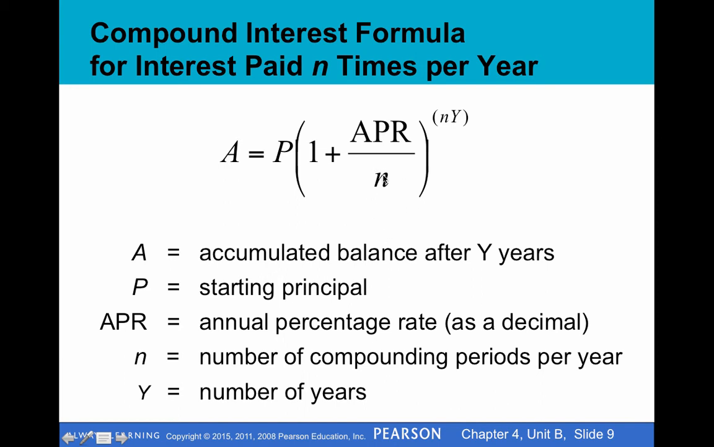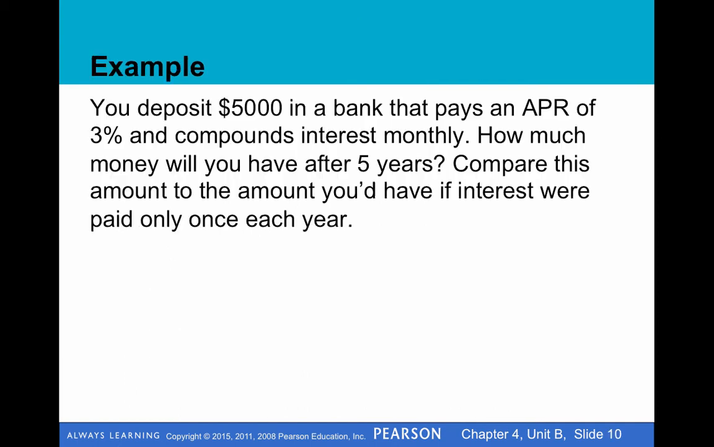And so we divide the APR by that because we're going to pay out that many times. But we also take that times the number of years, because that tells us the total number of payments. So over 5 years, if you have quarterly payments, that's 4 times 5. They're going to do 20 interest compoundings on your money if they did quarterly over 5 years.